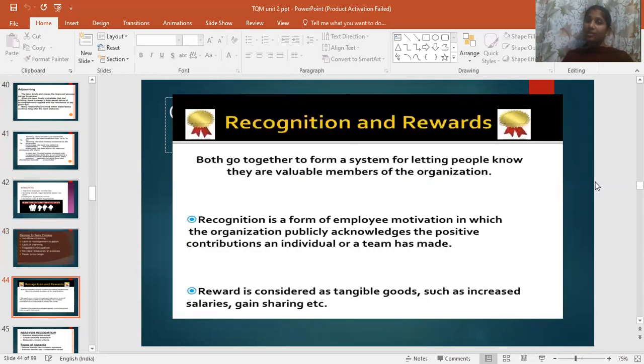Next is recognition and reward. Both go together to form a system for letting people know they are valuable members of the organization. So now, what is recognition? Recognition is a form of employee motivation in which the organization publicly acknowledges the positive contributions an individual or a team has made. Reward is considered as tangible goods such as increased salary, gain sharing, etc.